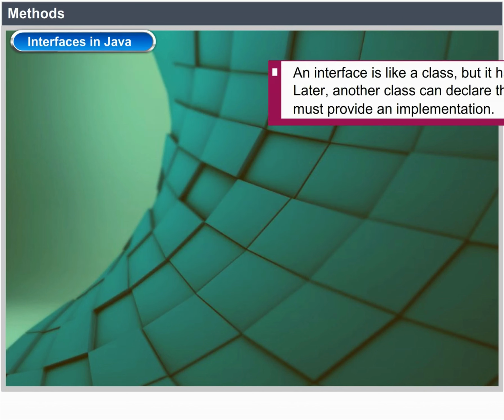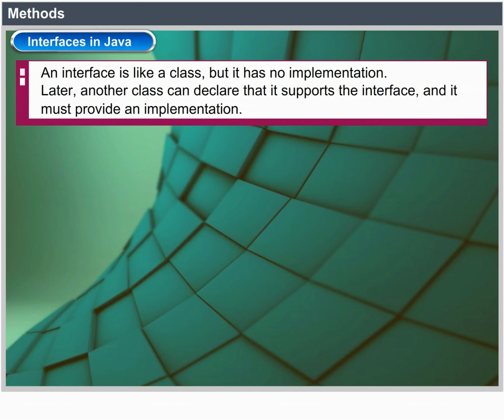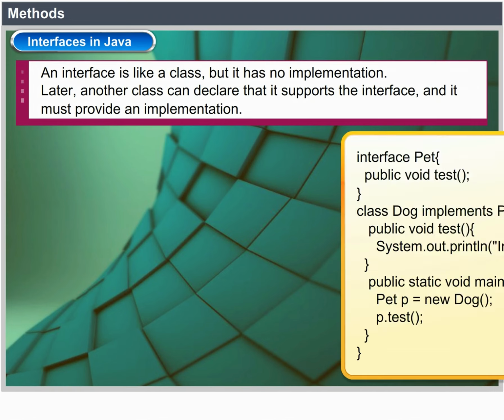Interfaces in Java. An interface is like a class, but it has no implementation. Later, another class can declare that it supports the interface and it must provide an implementation.